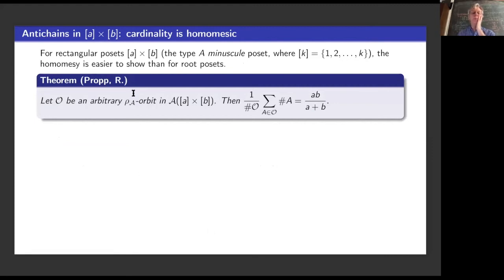So Jim and I proved that we had antichain cardinality being homomesic in these rectangular posets, which are a kind of minuscule poset, and this whole story has been generalized to other kinds of minuscule posets, if you know what those are.